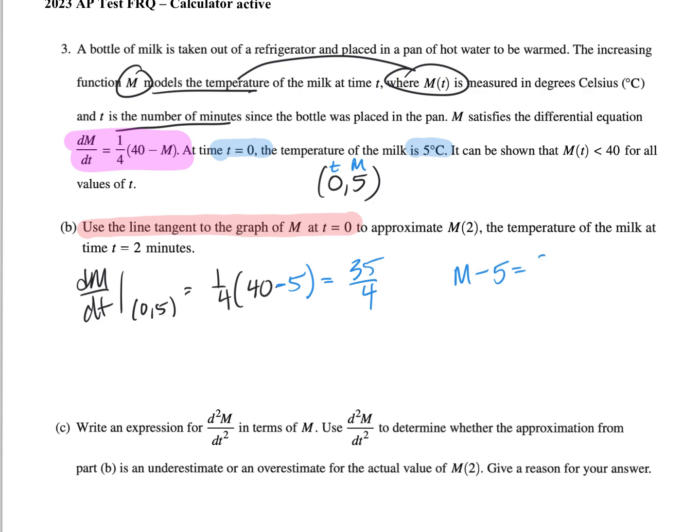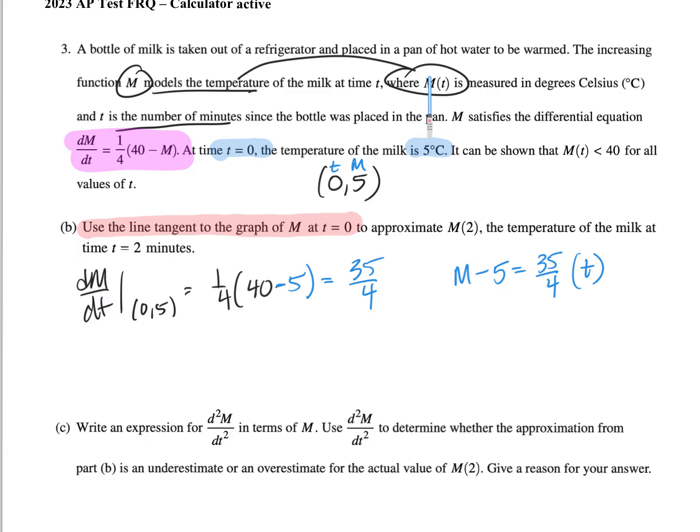Equals, what was my slope? 35 fourths. Danny Main, don't you dare. You're going to write 1/4, 40 minus 5. And then instead of x minus 0, what are we going to say? T minus 0. Could we just say t? Sure. Great, you guys. It says use that tangent line. Done. We just got a point to approximate m of 2.